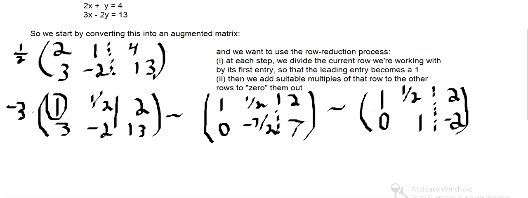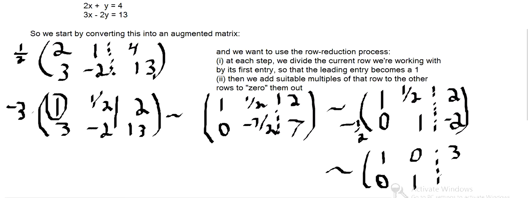And now we're going to use this 1 in the second row to zero out the 1/2 in the first row. So we're going to take minus 1/2 times the second row and add to the first row. So minus 1/2 times 0 plus 1, that just leaves 1. Minus 1/2 times 1 plus 1/2, that zeroes that out. Minus 1/2 times minus 2 is 1, plus 2 is 3. And then in the second row we have 0, 1, minus 2 still.